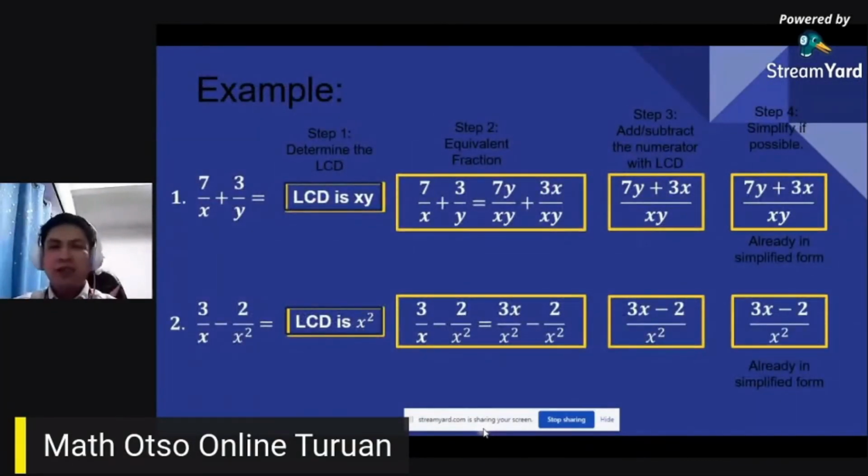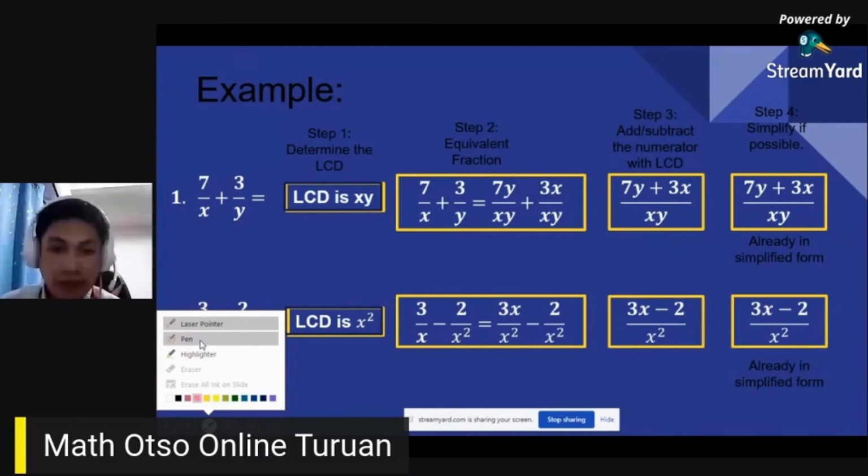Ayan. Ito, medyo pa-horizontal siya, guys. Okay. Number 1, 7 over x plus 3 over y equals. Tingnan nyo, step 1, ha? Step 1 natin, determine the LCD. So, in this case, ang ating denominator ay x and y. Tingnan natin, paano ma-determine ang LCD natin? Dito sa number 1. Pen na tayo.